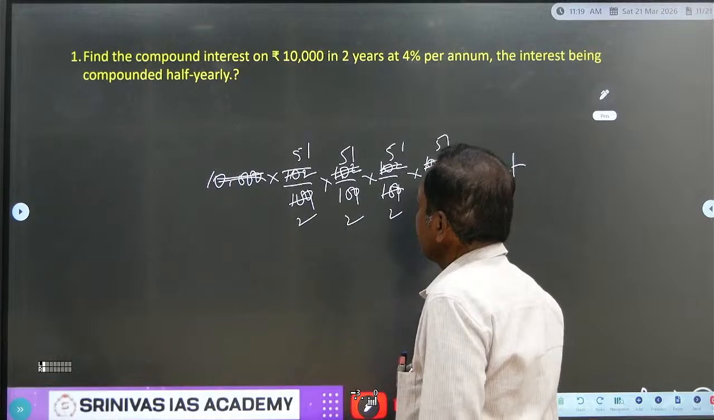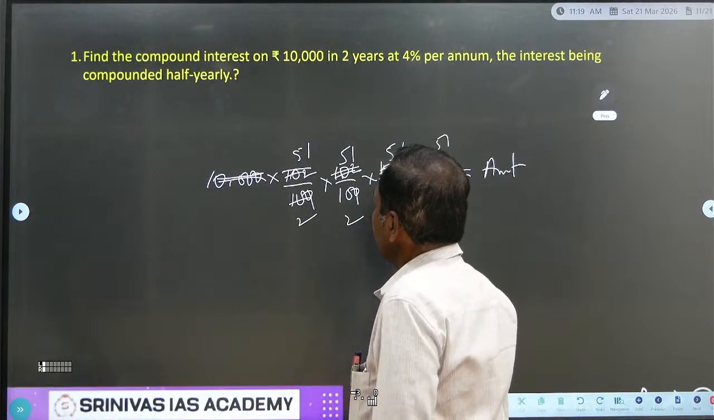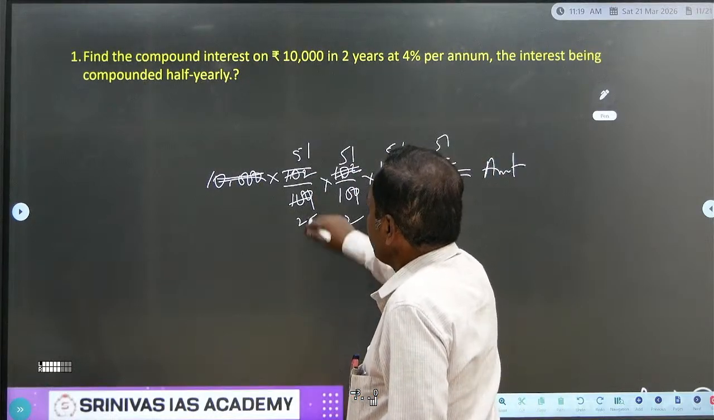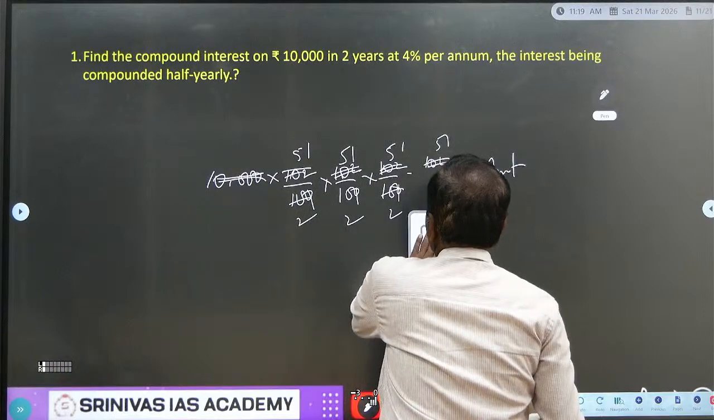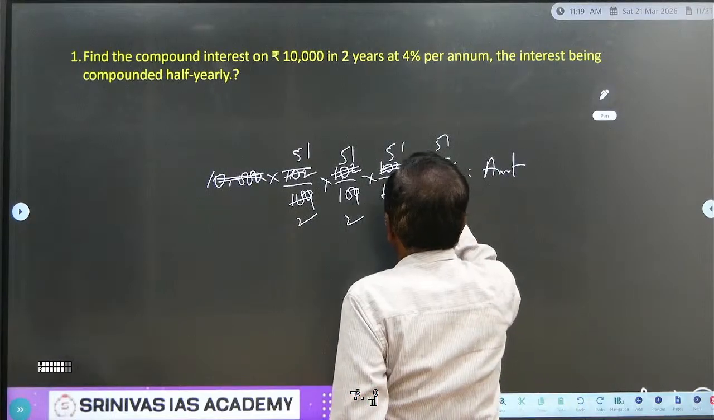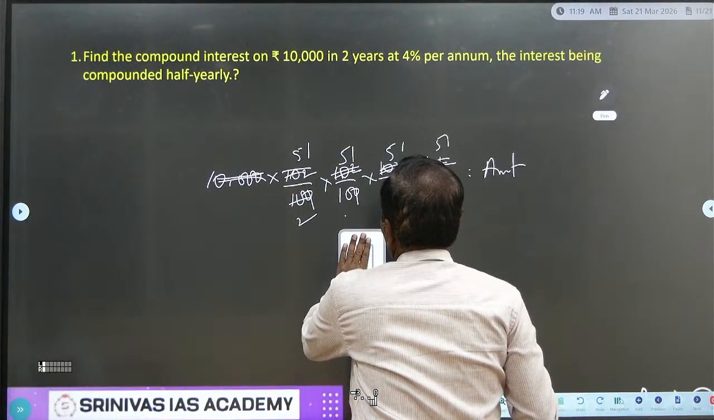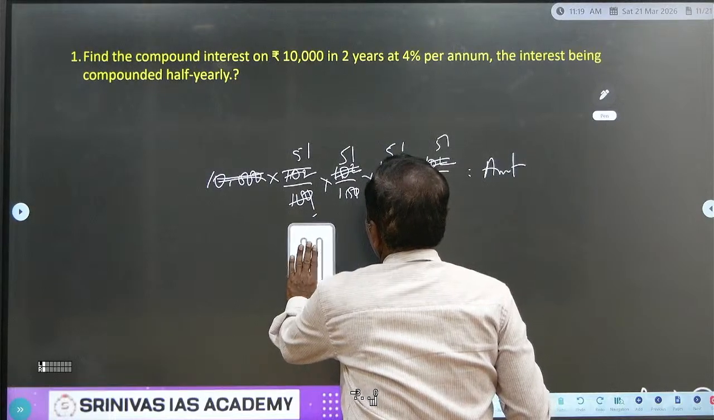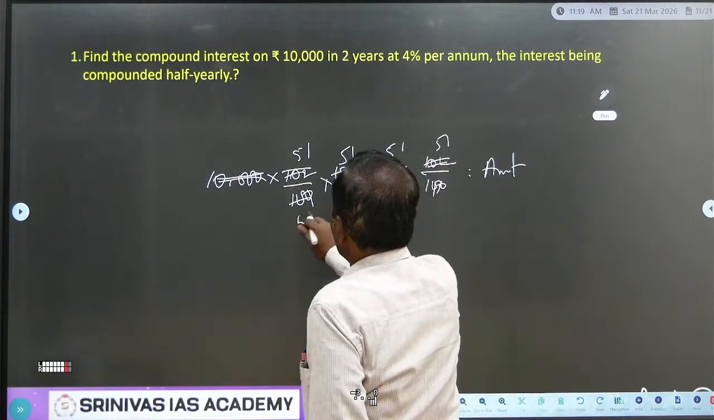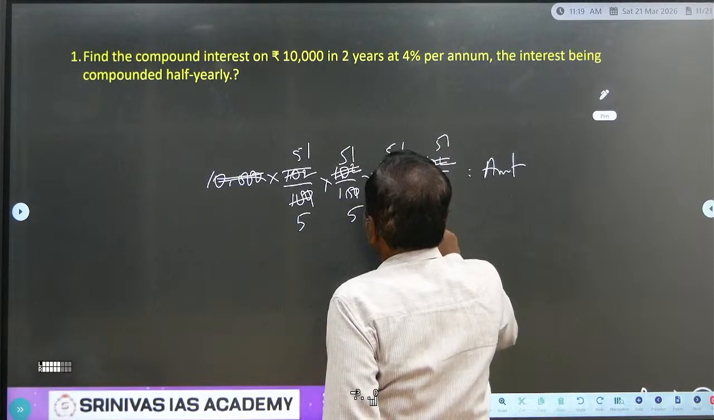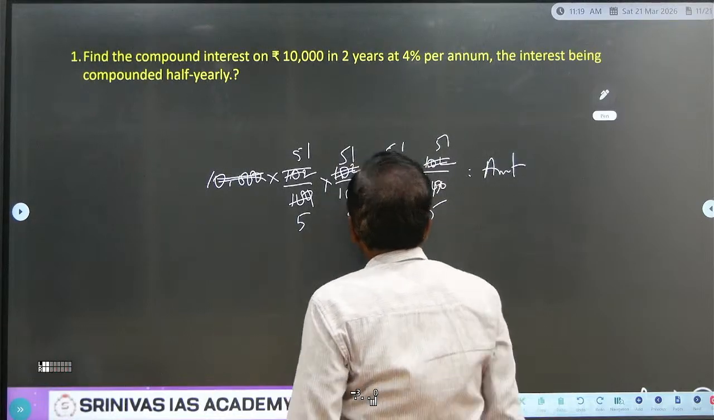2 5s are 51 by 5. But 2 5s are 10, 2 1s are 2, 2 5s are 10. This is what 100 we have taken. 1 0 cancel. Yes, that is correct. This is the 5. This is the 5. 2 51s are 2 5s.